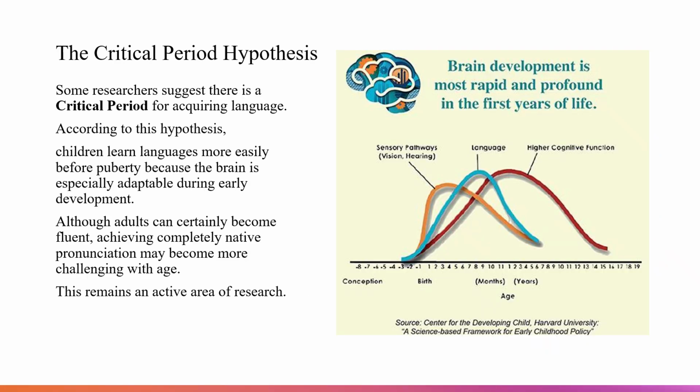There is a hypothesis called the critical period. According to this hypothesis, some researchers suggest that for acquiring a language, there is a critical period. Children learn languages more easily before puberty because the brain is especially adaptable during early development. Although adults can certainly become fluent, achieving completely native pronunciation may become more challenging with age. The critical period hypothesis is still an active area of research.